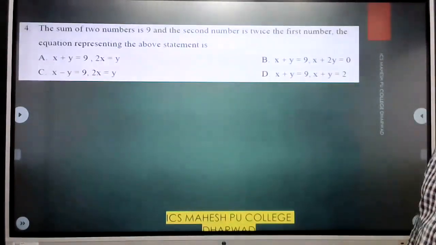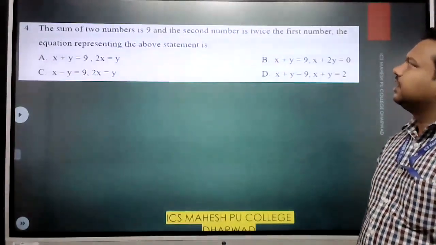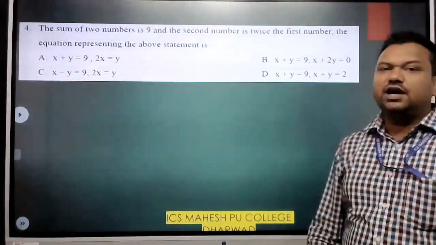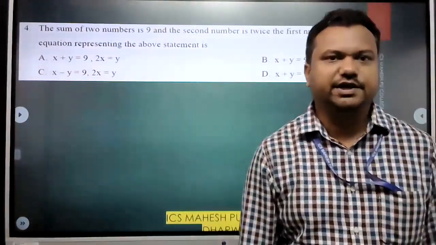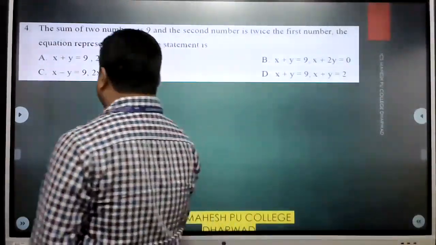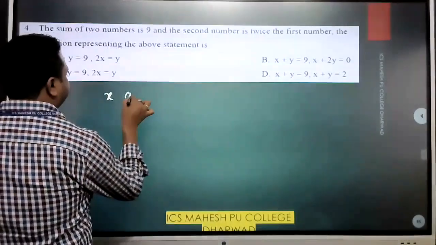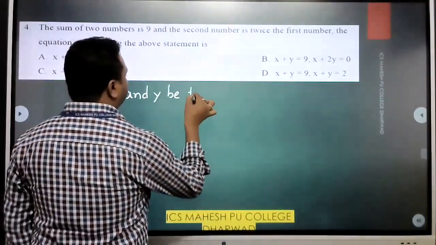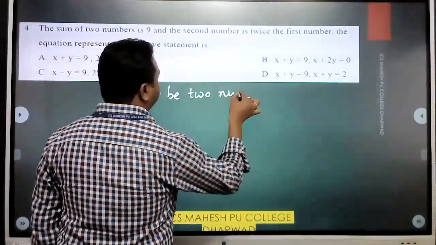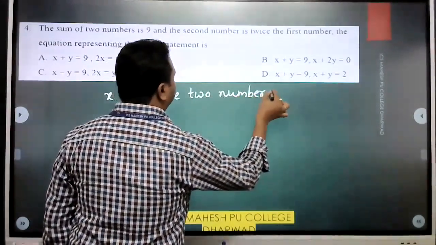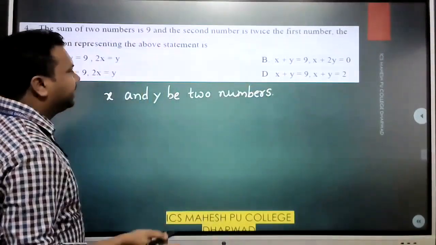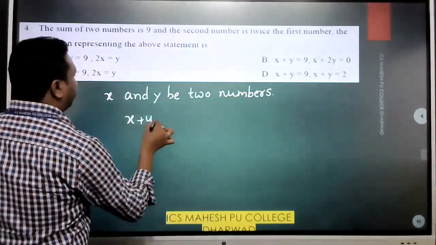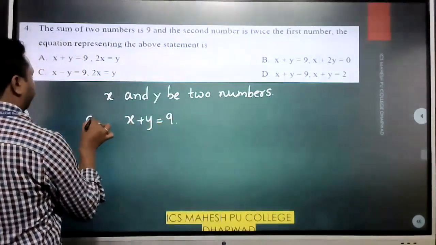Let's go for the next question. The sum of two numbers is 9 and the second number is twice the first number. The equation representing the above statement is the question, right? So let us consider x and y to be two numbers. What is the first statement? The sum of two numbers is 9, right? The sum of two numbers means, from condition number 1, x plus y is equal to 9. This is condition number 1.